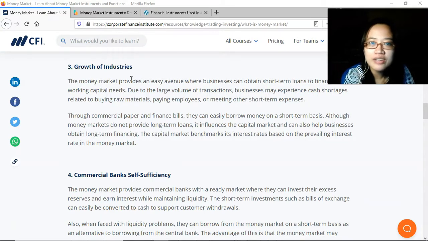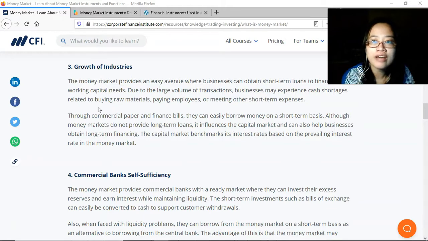Growth of industries, so yun na nga, since nakapag-provide siya ng source of short-term funding, so it does contribute in the growth of industries. Kasi yung perang magiging proceeds from the sale of money market instruments, so pwedeng gamitin sa operations ng businesses. Easy avenue where businesses can obtain short-term loans to finance their working capital needs. Due to the large volume of transactions, businesses may experience cash shortages. Meron namang silang sale, merong receivable from customers, pero yun nga, hindi pa agad-agad na ko-collect din from the customers. So, sometimes nakaka-experience sila ng cash shortages.